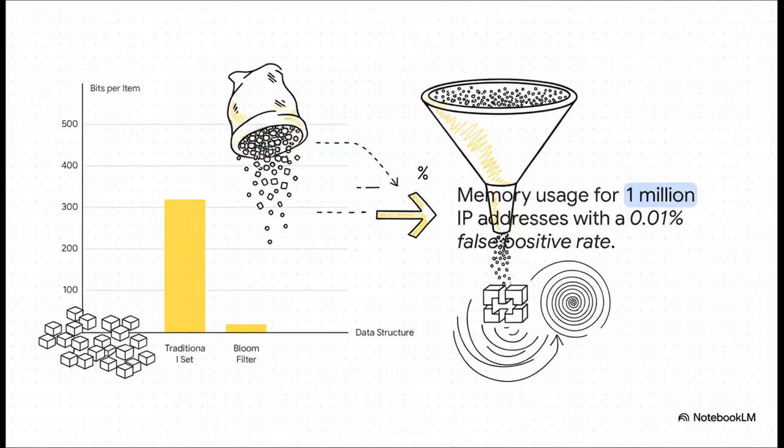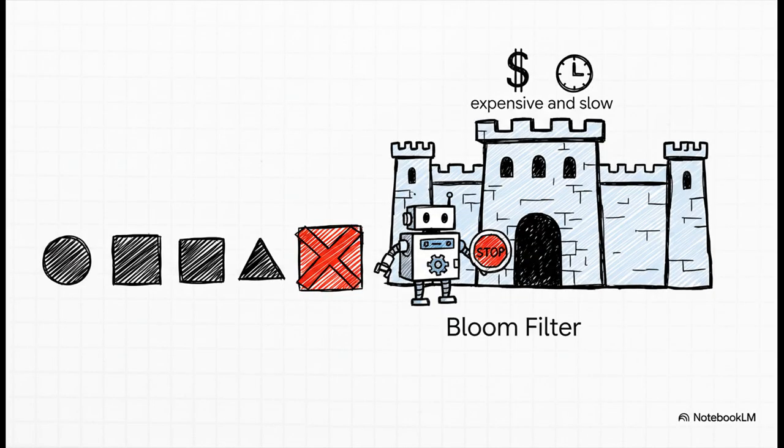Now, what's really wild is the sheer scale of the memory savings. To store 1 million IP addresses the old-fashioned way, you might need around 320 bits for each one. A Bloom filter? With a tiny 0.01% error rate, it needs just over 19 bits per address. That is a reduction of over 90%. It's just insanely efficient.